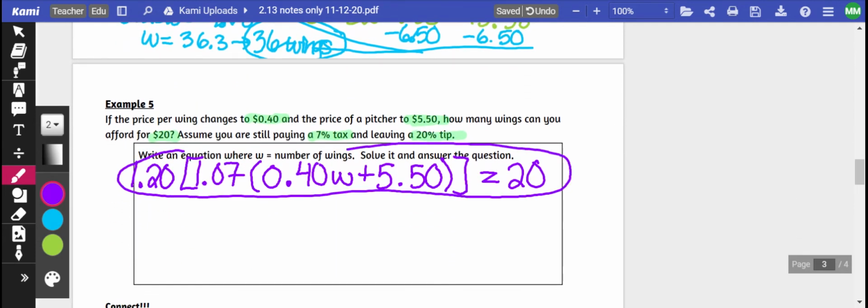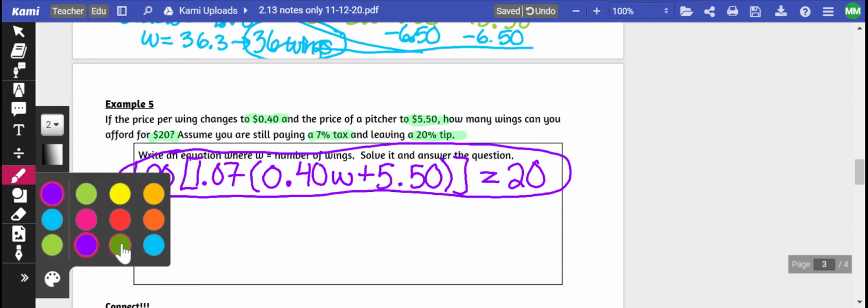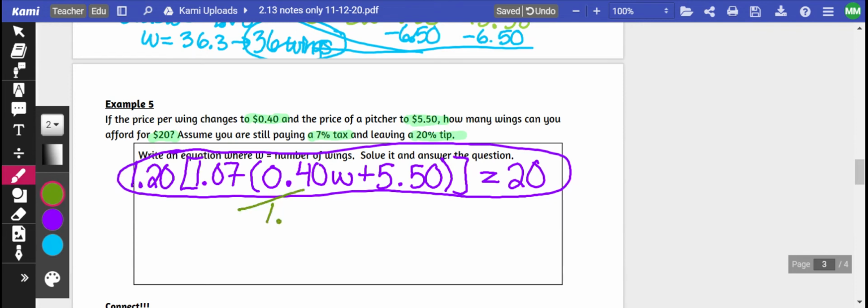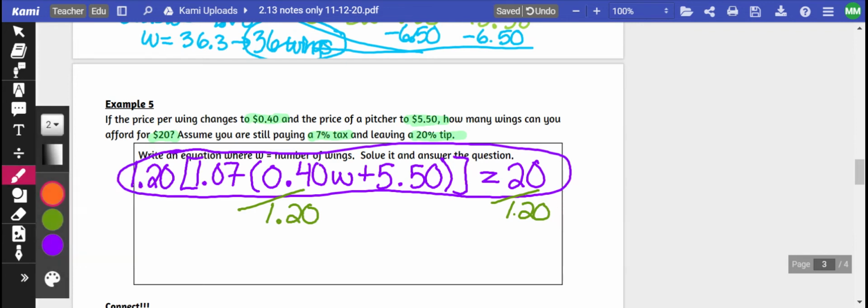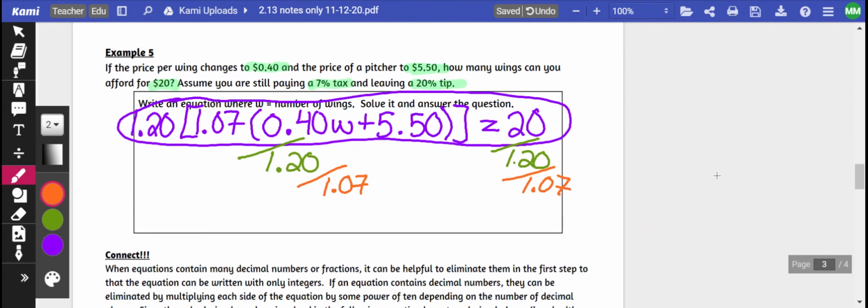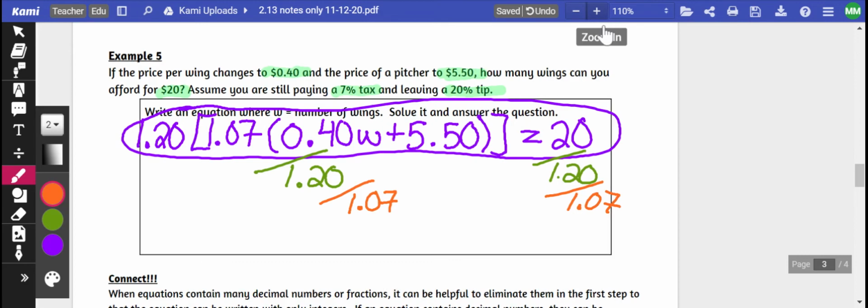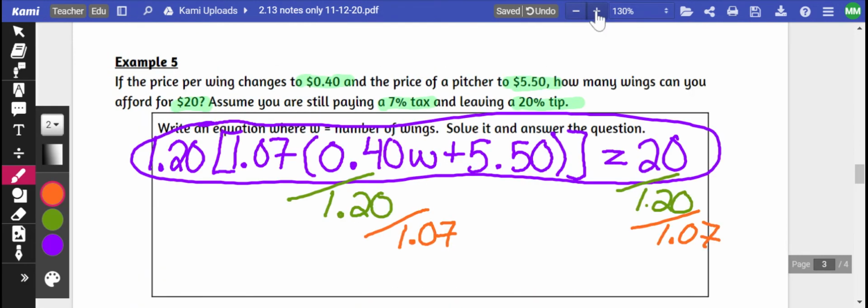So that's my equation. To solve it, I'm going to first divide both sides by 1.20. If you want, because we're dividing, you can do this in one step, dividing both parts. Just make sure that you first divide by 1.20 and then you divide by 1.07.